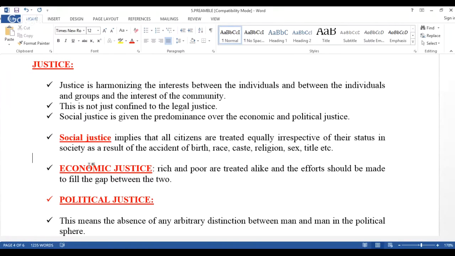Let's try to understand. It implies that all the people in the country are treated alike. We may belong to different religions. We might have taken birth in different places. We may belong to different sects. We may have separate titles, separate caste, something. But irrespective of that, everybody should be treated equally. That is called social justice. Hope you are following this one.